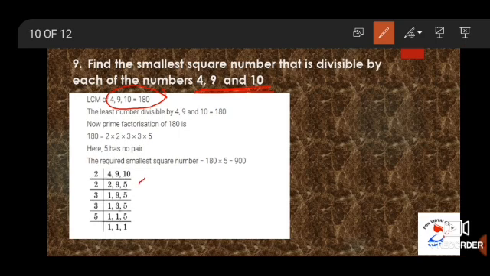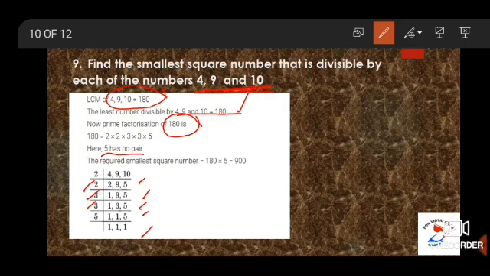Again 2, 9 and 5 divided by 2, it is 1, 9 and 5. 1, 9 and 5 divided by 3, it is 1, 3, 5. And 1, 3, 5 by 3, it is 1, 1 and 5. Again 5 by 5, it is 1. So we have found out that the LCM of 4, 9 and 10 is 180. Now we have to find out the prime factorization for this LCM, that is nothing but 2 into 2 into 3 into 3 into 5.